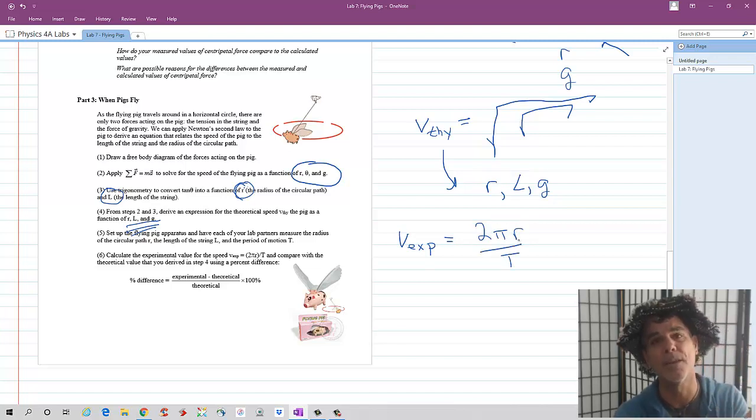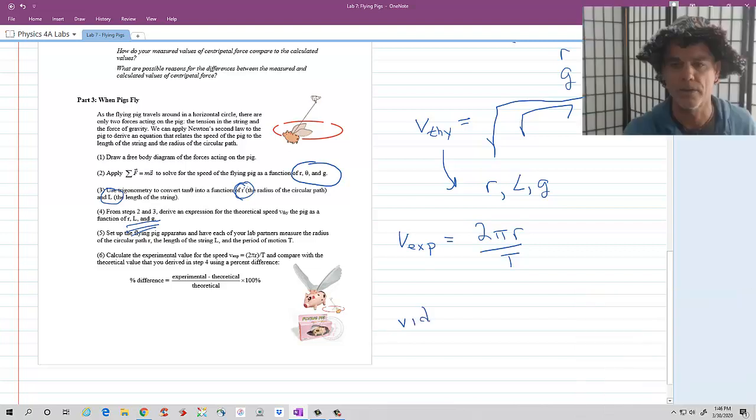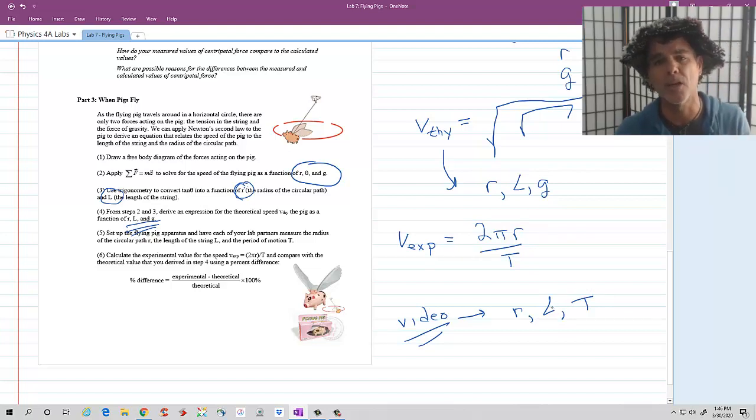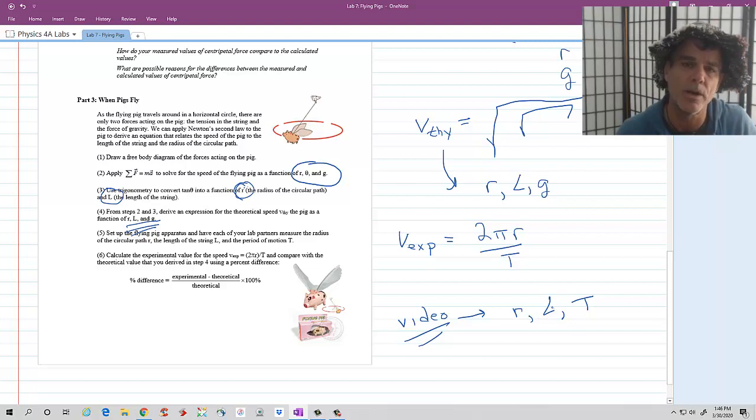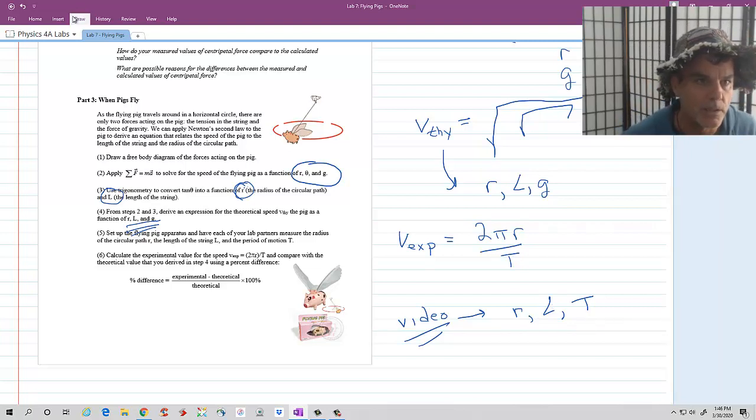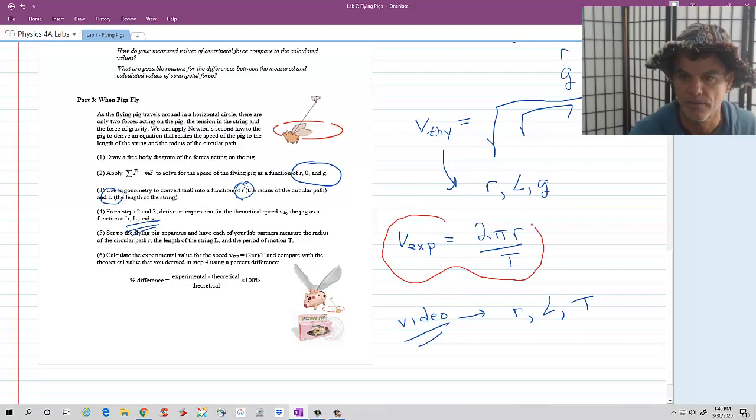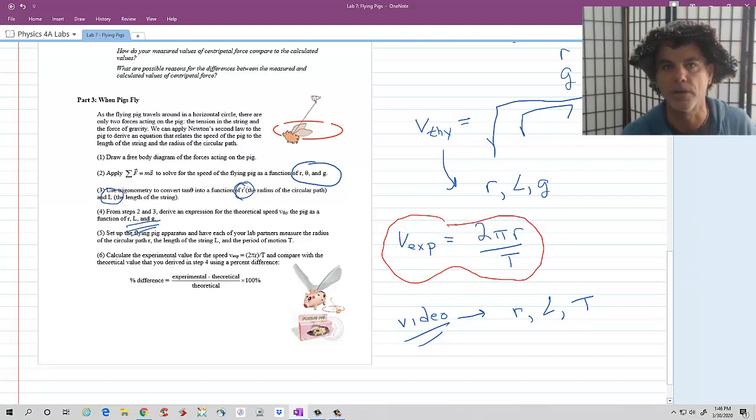From the video, here's basically what you're getting. You are getting r, the radius of the circular path, L, the length of the string, and the period T. You're only measuring 3 quantities. From those 3 quantities, you're going to get 2 things. One, what you're going to get is an experimental speed from 2 pi r divided by the period.